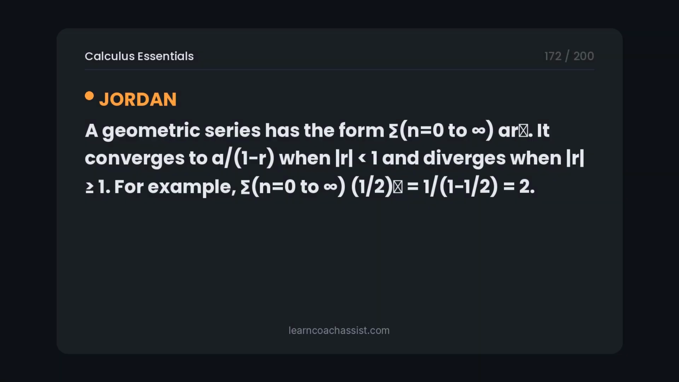What is the geometric series and when does it converge? A geometric series has the form sigma n equals 0 to infinity, a times r to the n. It converges to a over 1 minus r when the absolute value of r is less than 1, and diverges when it is greater than or equal to 1. For example, sigma n equals 0 to infinity of (1/2) to the n equals 1 over 1 minus 1/2 equals 2.